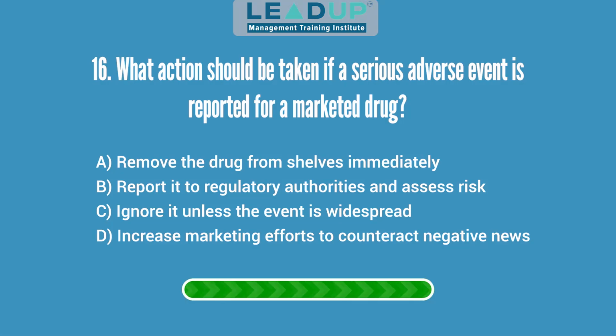Question 16. What action should be taken if a serious adverse event is reported for a marketed drug? A. Remove the drug from shelves immediately. B. Report it to regulatory authorities and assess risk. C. Ignore it unless the event is widespread. And D. Increase marketing efforts to counteract negative news. The answer is report it to regulatory authorities and assess risk.